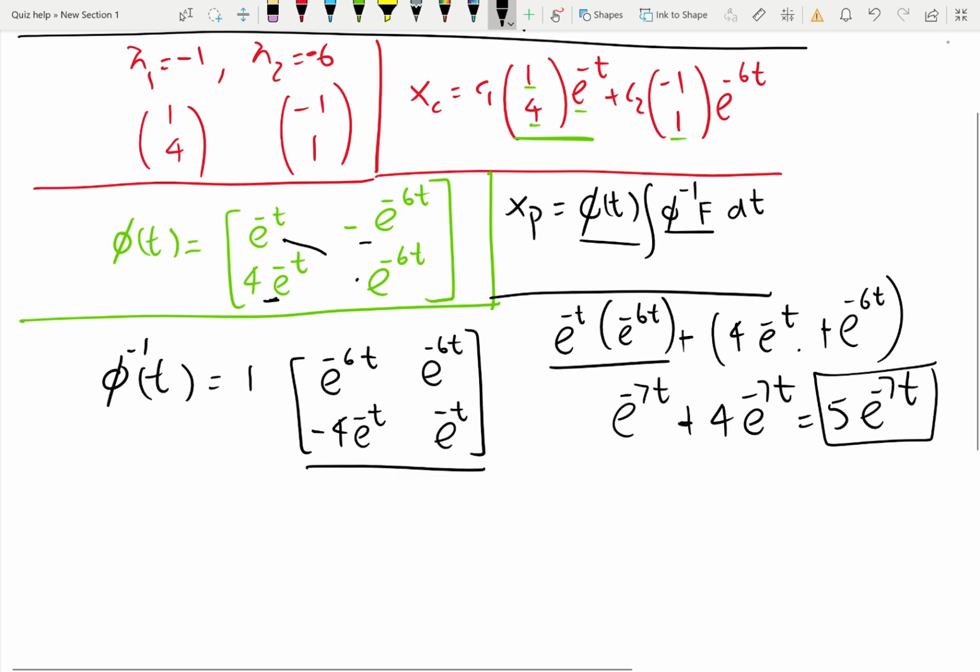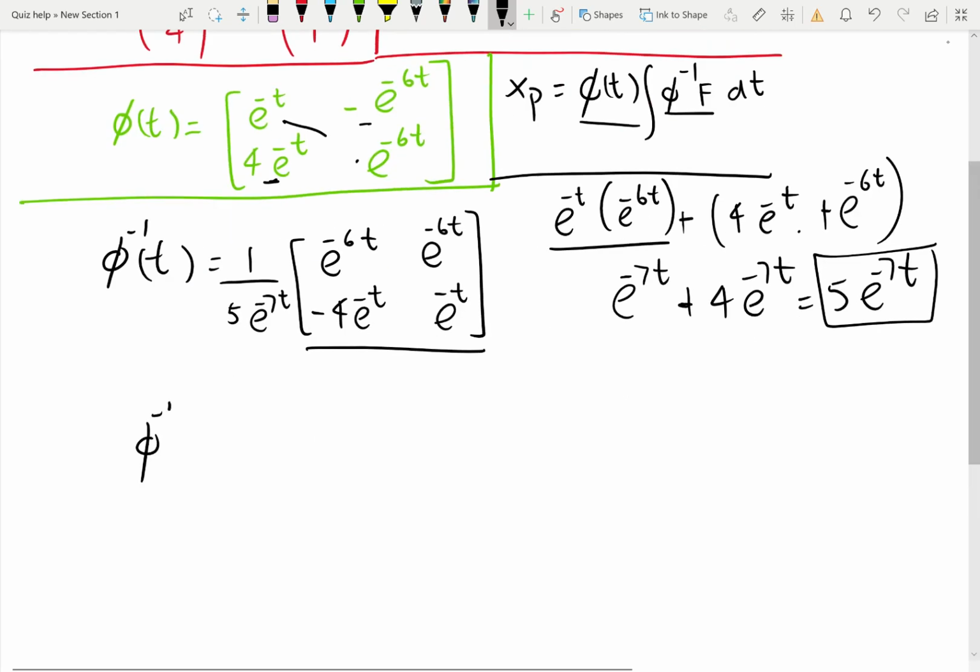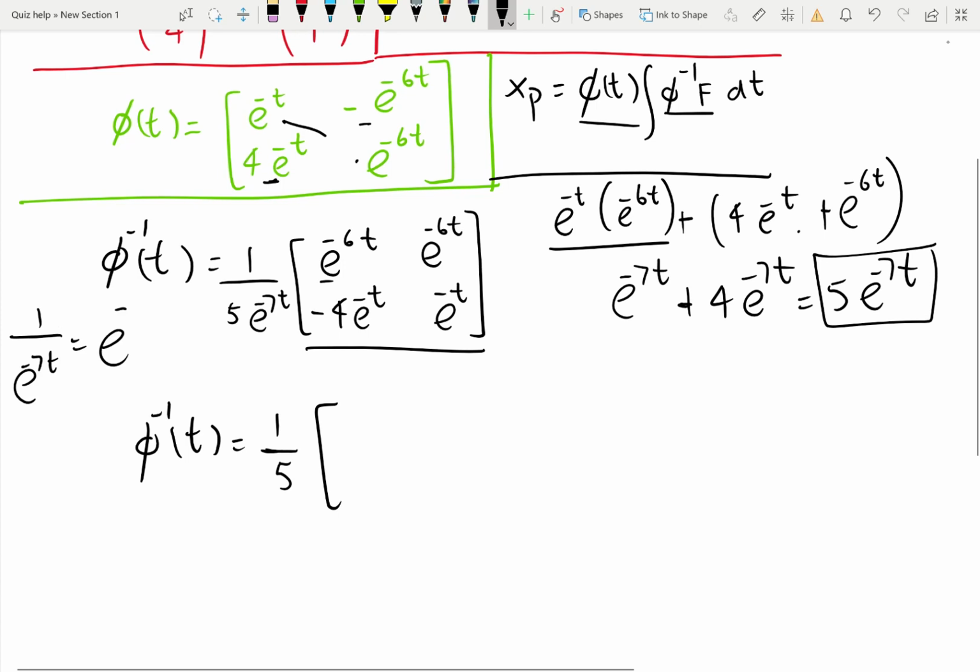Now divide this whole matrix by 5 e to the negative 7t. Let's see what we get. So phi inverse is, let's keep that 1 over 5 outside. Now if you divide each term by e to the negative 7t, that means you are multiplying by e to the 7t, right? 1 over e to the negative 7t is e to the 7t. So if you multiply each element in this matrix by e to the 7t, here we get e to the t, here e to the t, here negative 4 e to the 6t, here e to the 6t. So this is phi inverse. Now you finally found phi inverse.